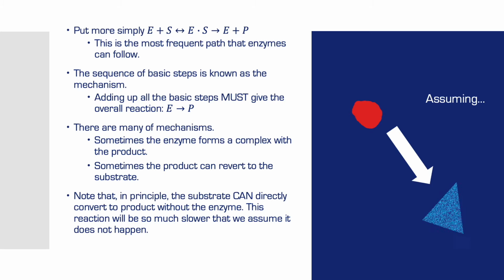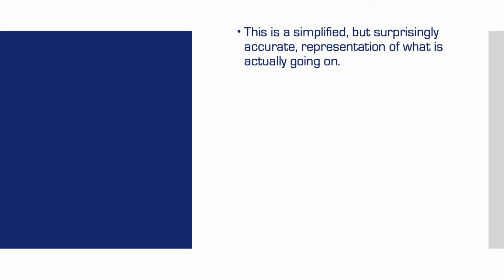Note that in principle, the substrate can directly convert to the product without the enzyme. This reaction will be so much slower that we can assume it does not happen. This turns out to be a very good assumption. This is a simplified but surprisingly accurate representation of what is actually going on.